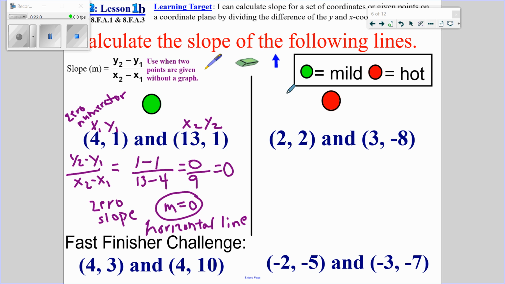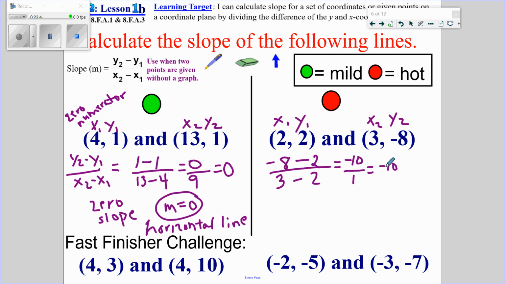Now we'll go to the second set. We're going to label it x1, y1, x2, y2. I'm not going to write this formula, but you should. It's y2 minus y1. So y2, if you can refer up here too, it's negative 8 minus 2 over x2 is 3 minus 2. Negative 8 minus 2 is negative 10. And we have 3 minus 2 is 1. And this is negative 10. This is a negative slope because it's a negative number.